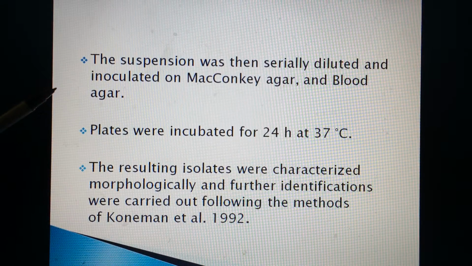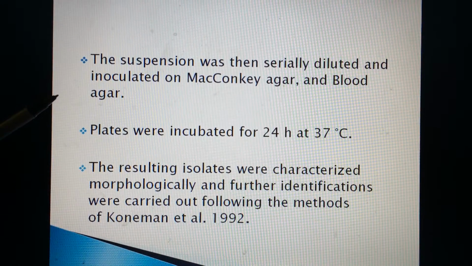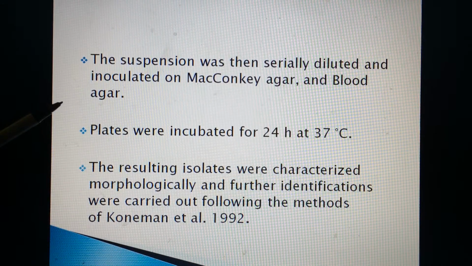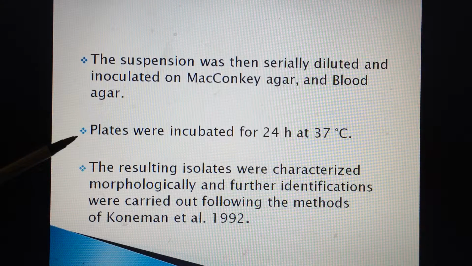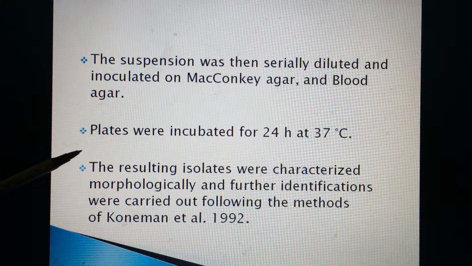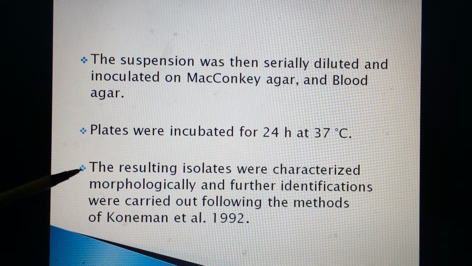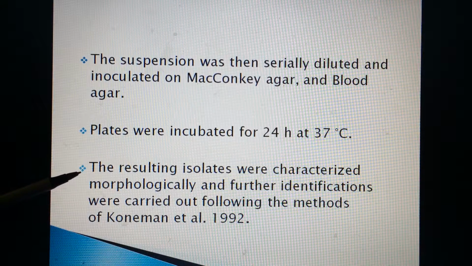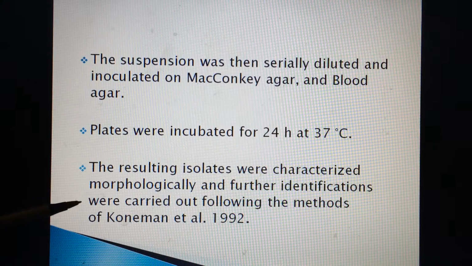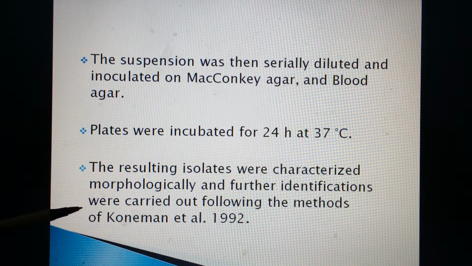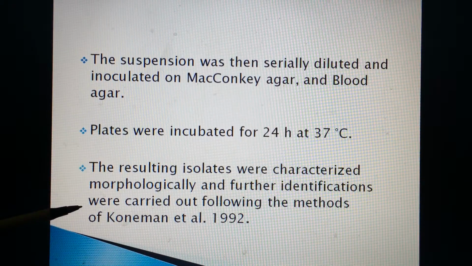The suspension was then serially diluted and inoculated to MacConkey agar and blood agar. Plates were incubated for 24 hours at 36 or 37 Celsius. The resulting isolates were characterized morphologically and further identifications were carried out following the methods of Cowan, 1992.